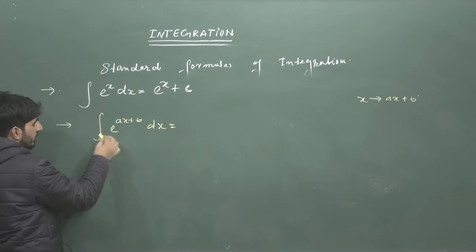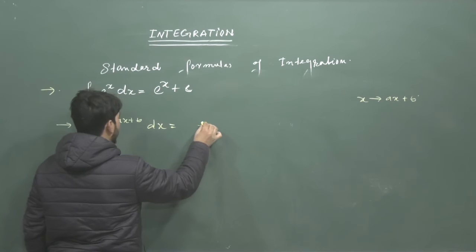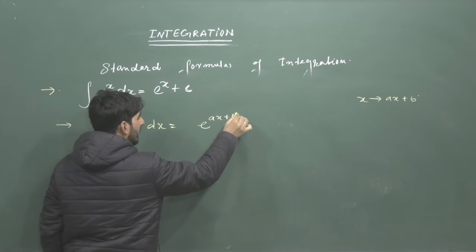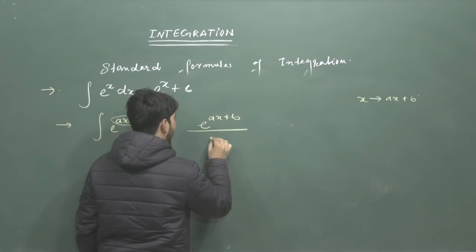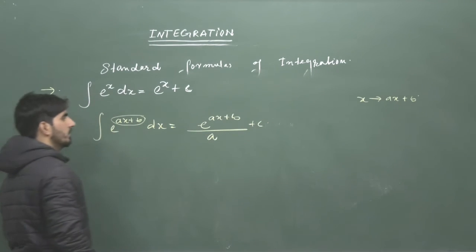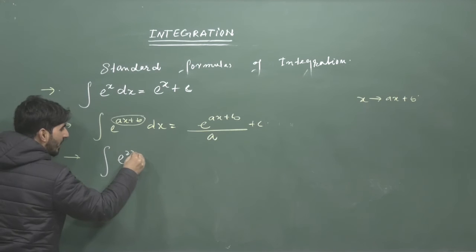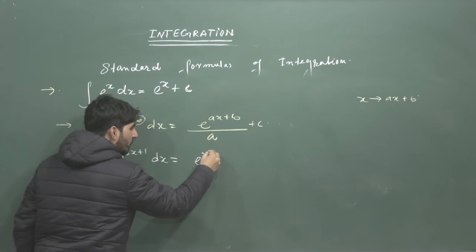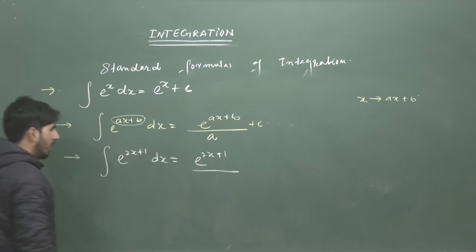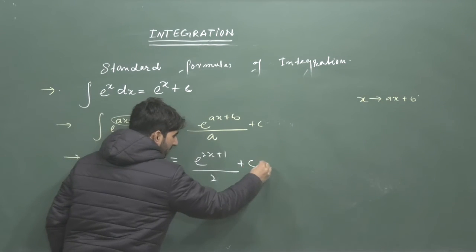as we know that integration of e raised to power x is e raised to power x, right here e raised to power ax plus b, and the internal differentiation of ax plus b is a, so divide this by a plus c. For example, if you have to integrate e raised to power 2x plus 1 dx, right here e raised to power 2x plus 1 divided by the internal differentiation of 2x plus 1, that is 2 plus c.